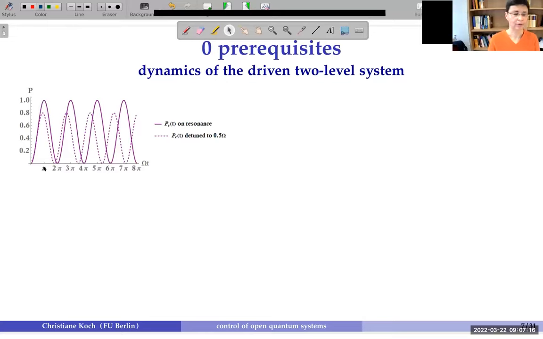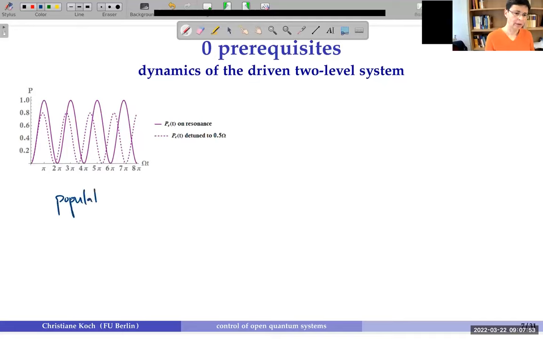And hence, if we have a field which is on for exactly that time as a square pulse, then that would be a so-called pi pulse. And if we continue to keep the field on, then we return to the ground state, that would be at 2 pi, and so on. And you see the solid line here is what happens if you're exactly on resonance, so drive and omega zero are identical. And if you're a bit detuned, then these oscillations get faster and we do not get complete population inversion.